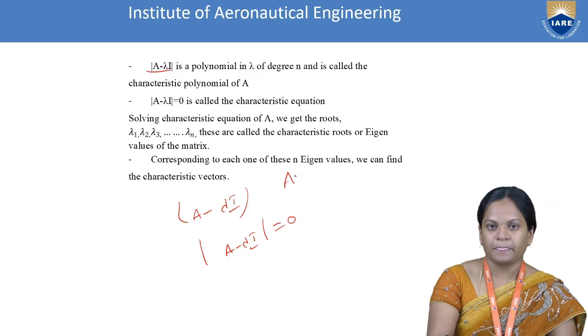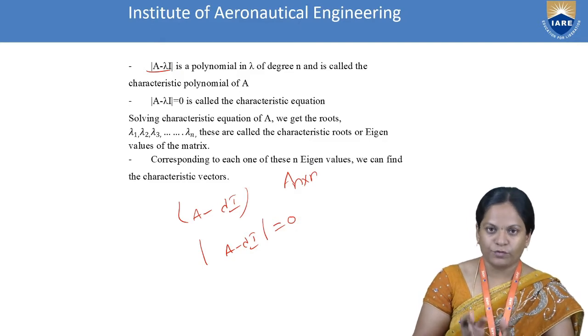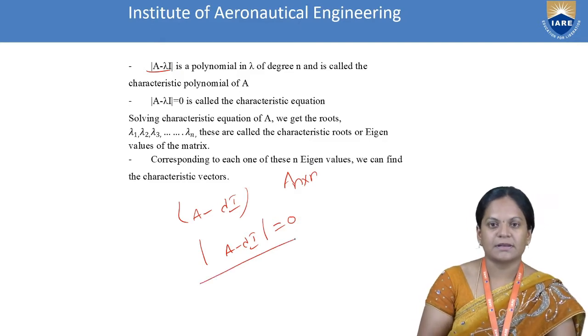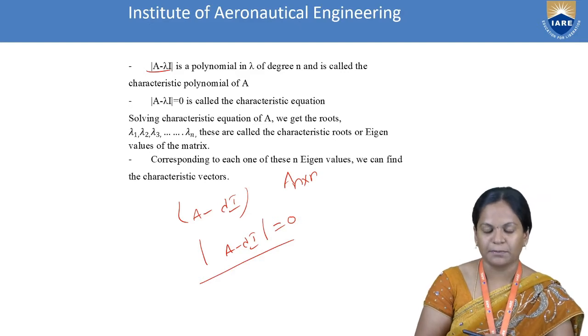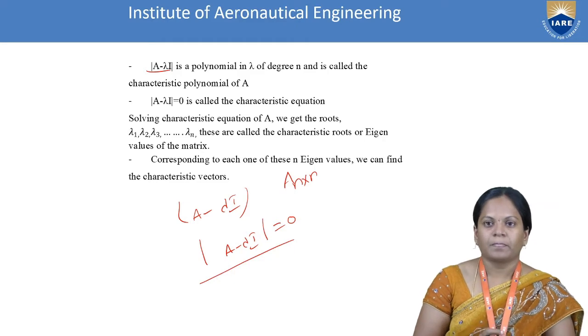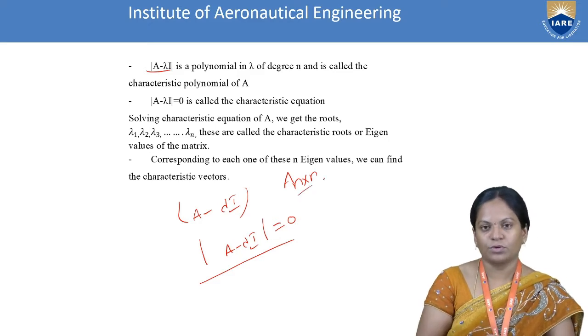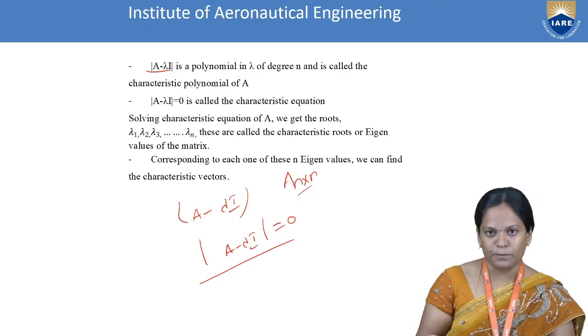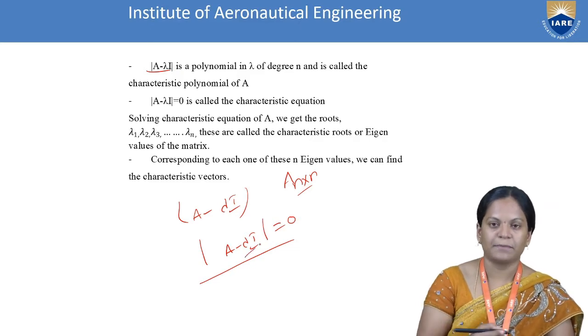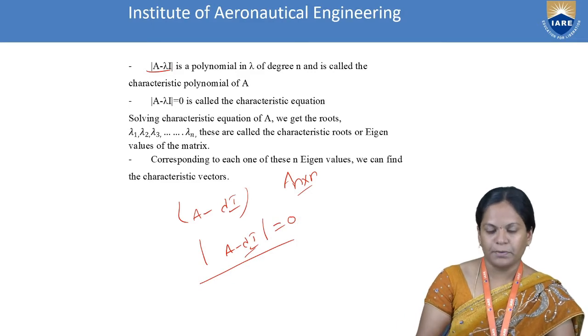Capital A is the given matrix of order, generally I am taking n by n. Then det(A minus lambda I) equal to 0 is the characteristic equation of the given matrix A. Now, solving the characteristic equation, we get the roots. Since it is n by n, we have an nth degree polynomial equation.